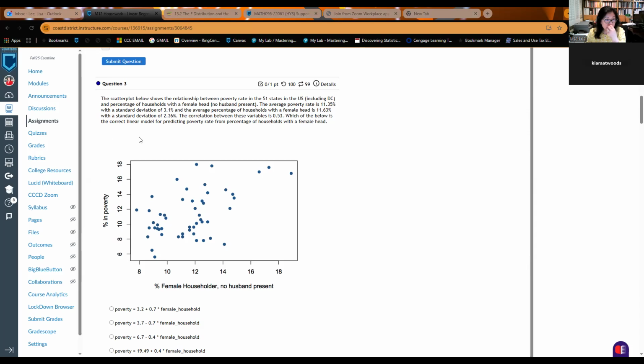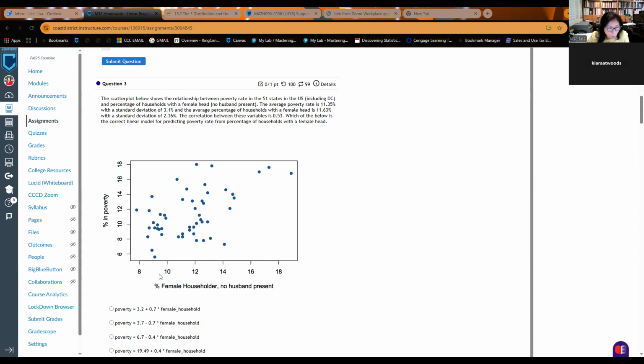Which of the below is the correct linear model for predicting poverty rate from the percentage of households with a female head? So that means in one state, with more percent of female heads and no husband income, poverty is associated. They try to study this. The percent of female households in one state is correlated with poverty, on the left-hand side there. So let's pick one point to see what it means.